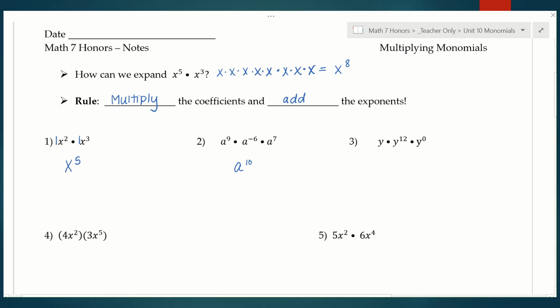In number 3, again, my coefficients are all 1s. And this first y here, even though there is no exponent there, we have to realize is y to the first. We don't have to write it when it's y to the first, but we have to know that it's there. So when I add my exponents here, I'm going to get y to the 13th.